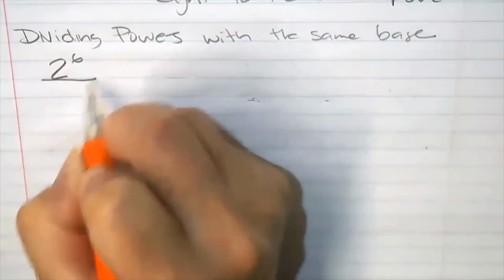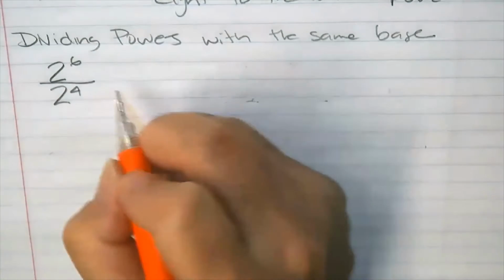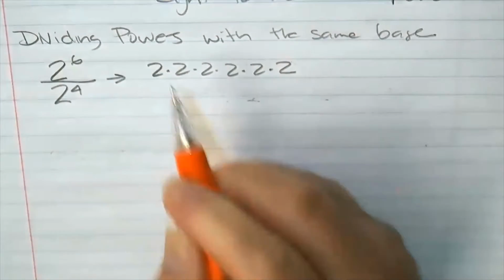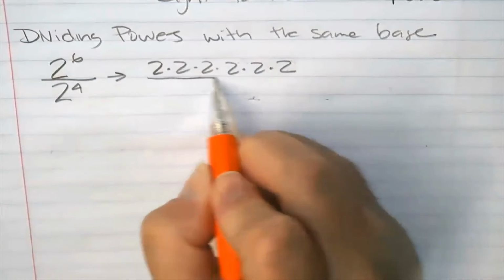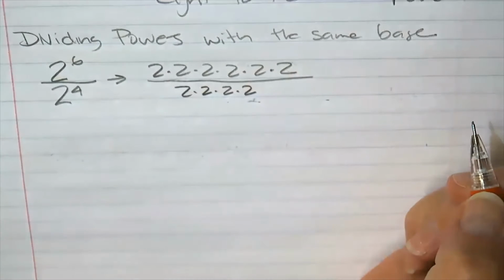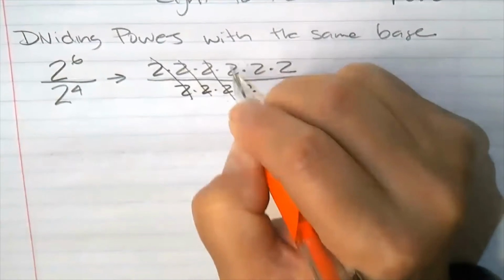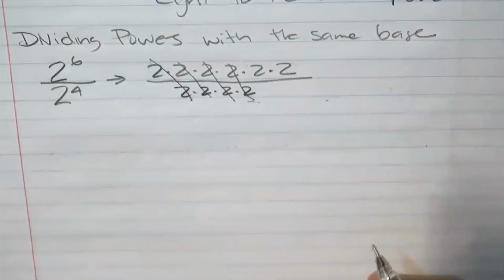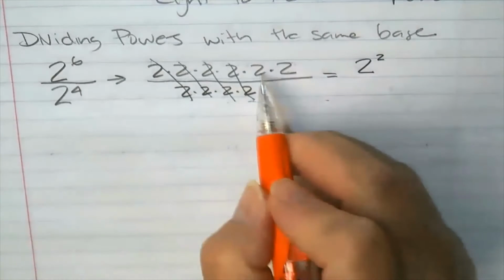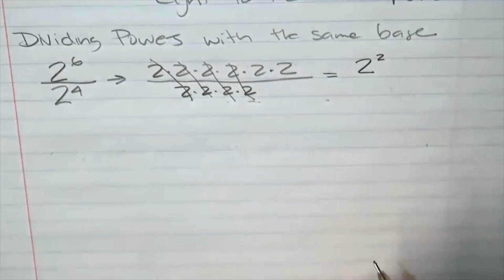So let's take a look at what this is. 2 to the 6th power divided by 2 to the 4th power. What is this telling us? Well, 2 times 2 times 2 times 2 times 2 times 2, six of them, over 2 times 2 times 2 times 2. I know that these are going to cancel each other, and I'm left with 2 squared, two 2s.